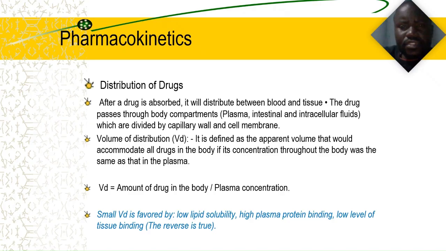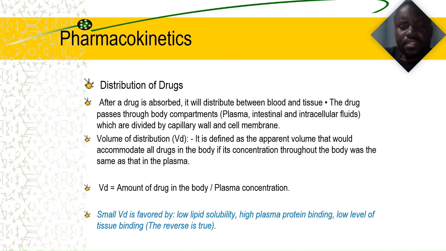After you've done this unit, you should be able to define what drug distribution is. You should also be able to mention and discuss the parameter that is used to measure or quantify distribution as a process. You should be able to do some basic calculations on how to determine volume of distribution, and discuss the factors that influence drug distribution. So let's get into it.